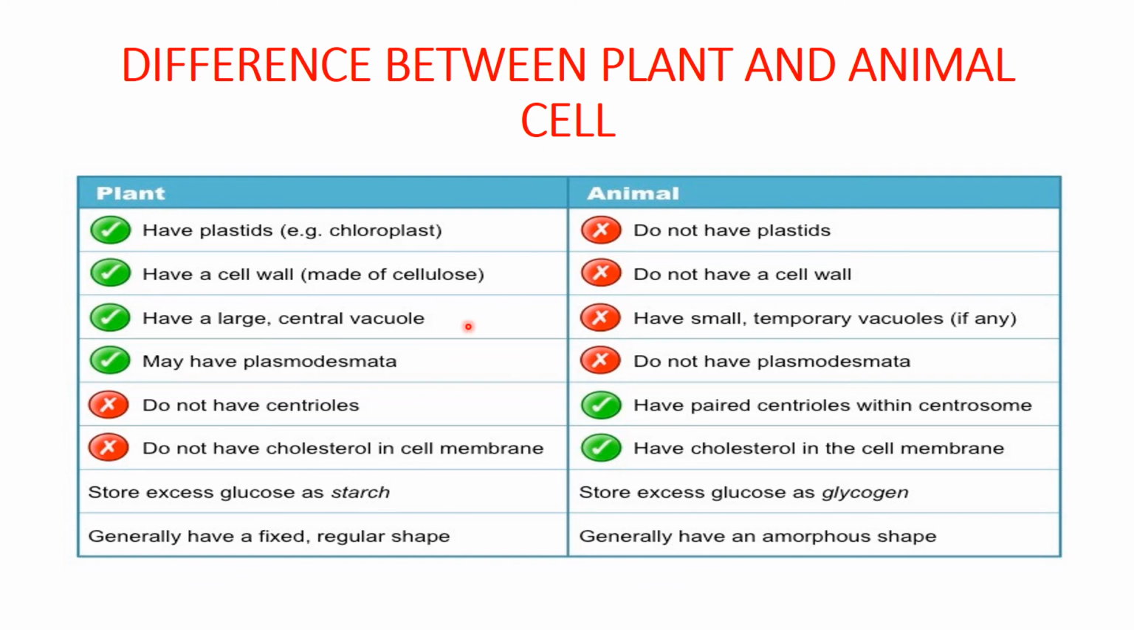Plant cells have a large central vacuole. Animal cells have small temporary vacuoles, if any. Plant cells may have plasmodesmata, that is the connection between the two cells through the cell membrane. Animal cells do not have plasmodesmata. Plant cells do not have centrioles. Animal cells have paired centrioles within centrosome. Plant cells do not have cholesterol in the cell membrane. Animal cells have cholesterol in their cell membrane. Plants store excess glucose as starch, and animals store excess glucose as glycogen. Plant cells generally have a fixed regular shape due to presence of cell wall. Animal cells generally have an amorphous shape, as you can see in case of amoeba, no definite shape.